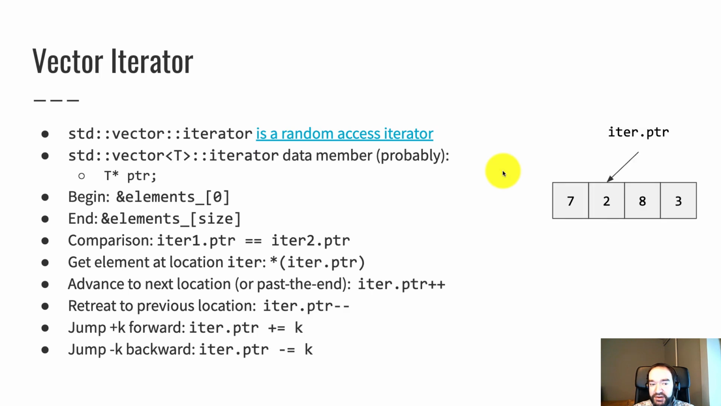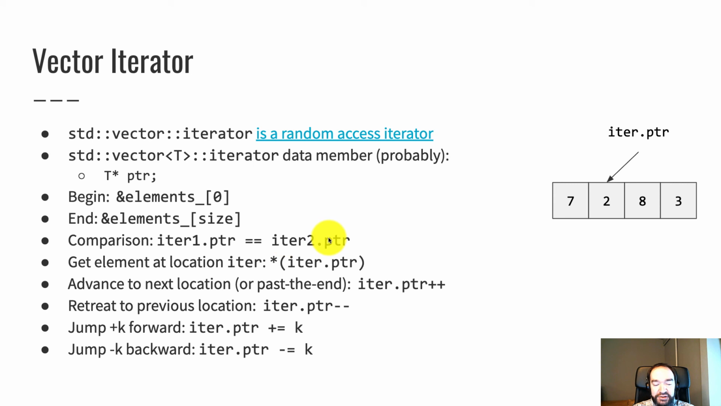Finally, the vector iterator. Vector iterator is a random access iterator, so it has all of the capabilities of bidirectional and forward iterators, and also the ability to jump around a few steps at a time. So probably an iterator into a vector has a T star pointer, a pointer to a location within the backing array that actually stores the elements. To begin, we get the address of element 0. To end, we get the address of the element at size. Remember, size is one too big to be a valid location, so this is the one past the end location.